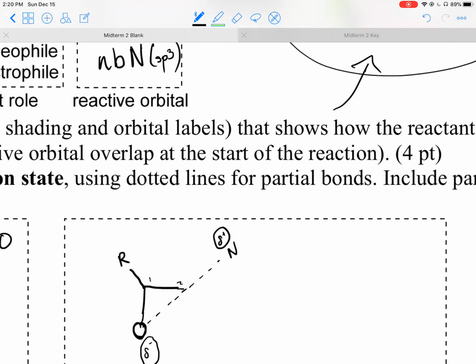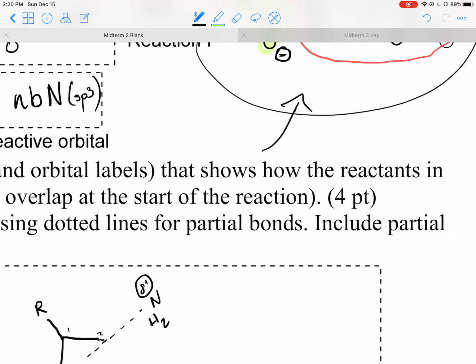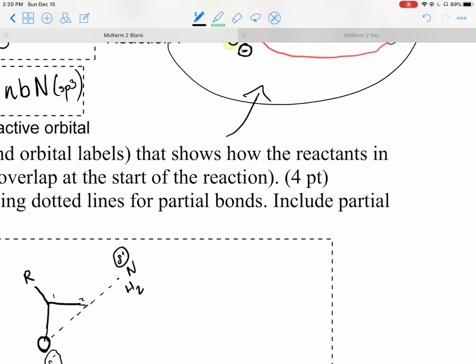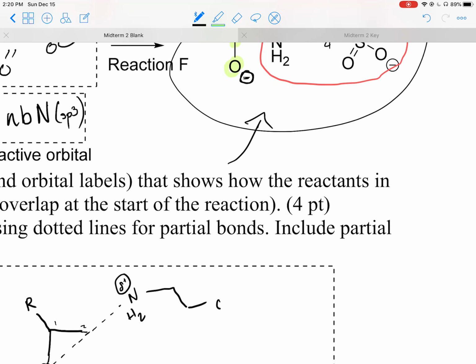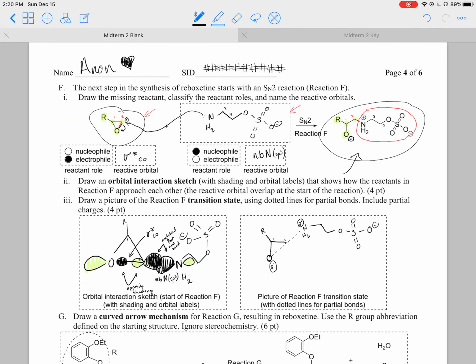And then we're going to show everything else that's connected to the nitrogen. So there's also the H2, and then there's carbon 3 and 4, and then there's the oxygen, sulfur double bond oxygen, and oxygen negative. Okay. So yeah, we included partial charges in our transition state. We showed dotted lines for partial bonds. These are the two partial bonds, the ones that are breaking and the ones that are forming.